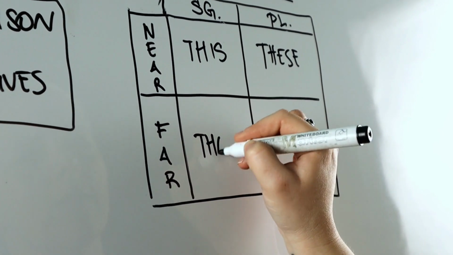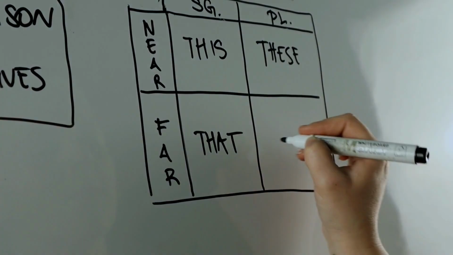So for something which is close to us but in singular form, we would use the adjective this. For example, this mic. For something which is in singular form and far from us, either in place or time, we would use the adjective that. For example, that year when I was in third grade of my elementary school.